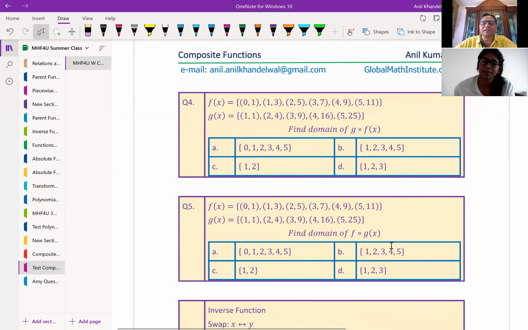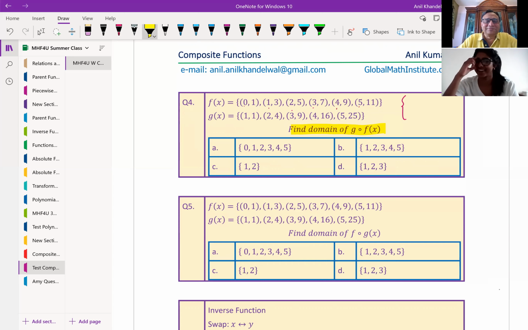Now here is this second set of questions based on the same data. So now we'll find the domain of g of f of x. So how do you find the domain of g of f of x? Tell me. The domain for f of x is from 0, 1, 2, 3, 4, and 5. But then the domain for g is only from 1, 2, 3, 4, and 5. How about the composite function?